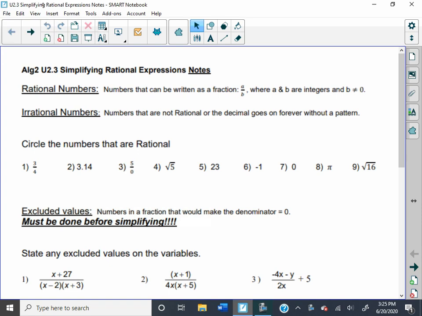All right, Algebra 2. We're halfway done with this unit, and so we're going to go ahead and start Unit 2.3. We're going to look at simplifying rational expressions, multiplying, and dividing also.